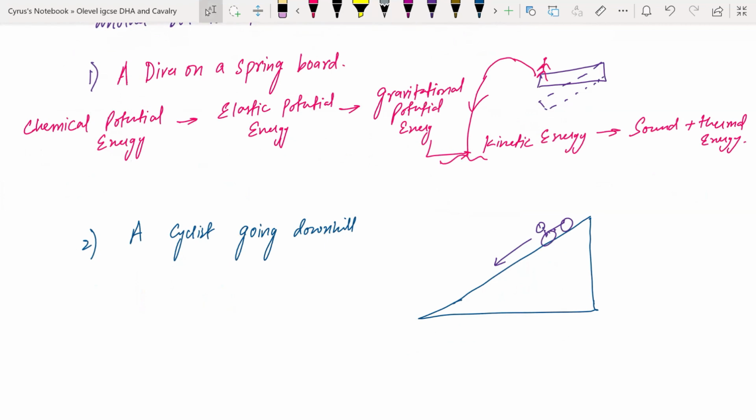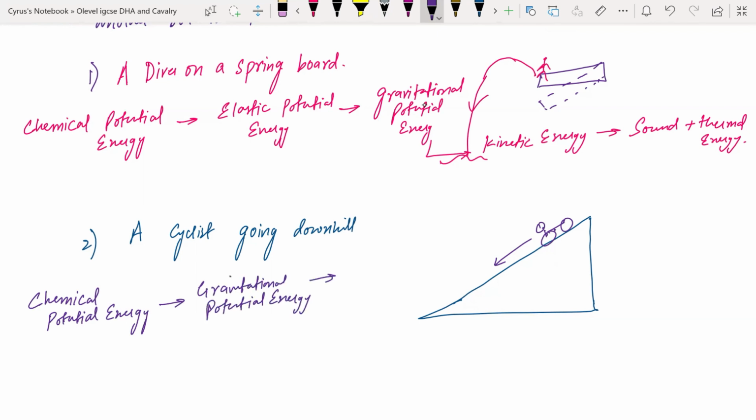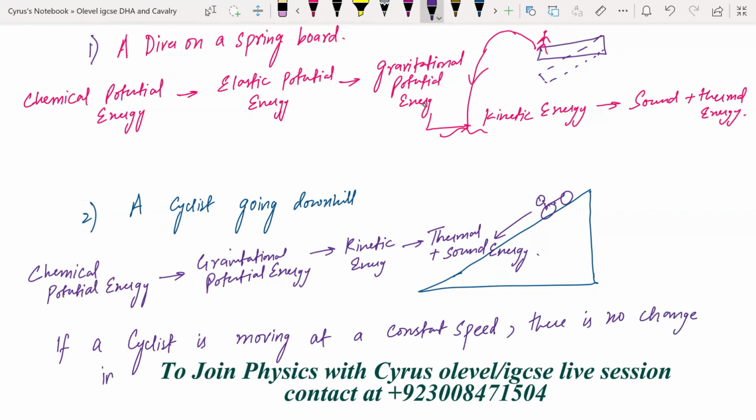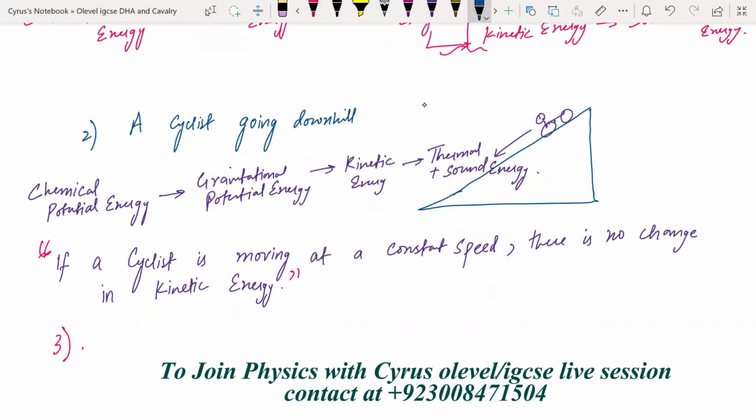Chemical potential energy, say gravitational potential energy, say kinetic, is converted into gravitational potential energy. That is converted into kinetic energy. That is converted into heat and sound energy, right? Thermal energy plus sound energy. So you should know that if a cyclist is moving at a constant speed, no change in kinetic energy. Remember that.